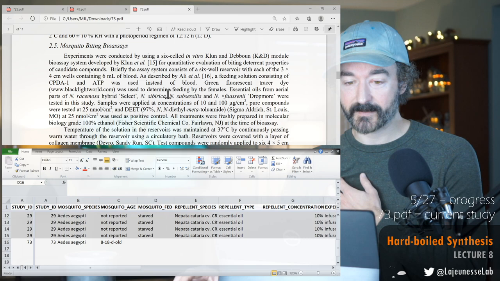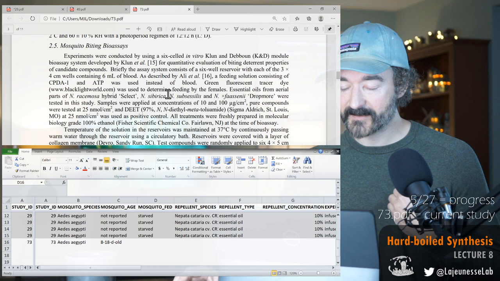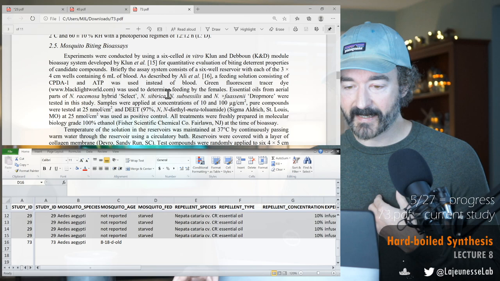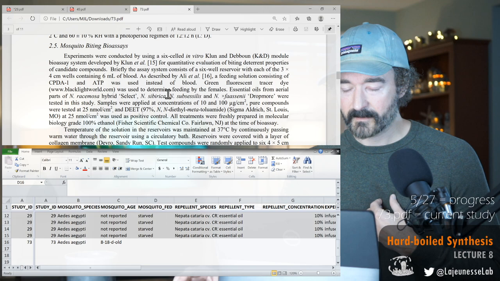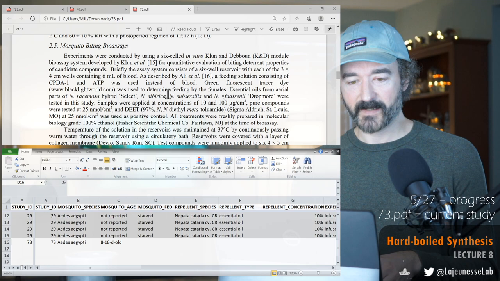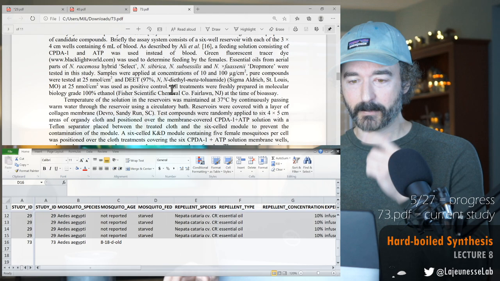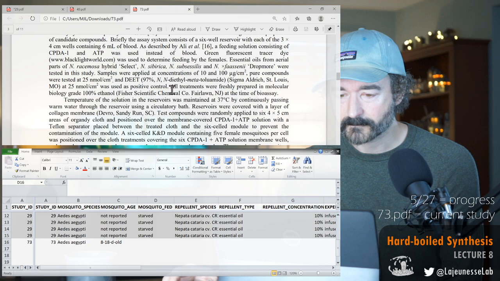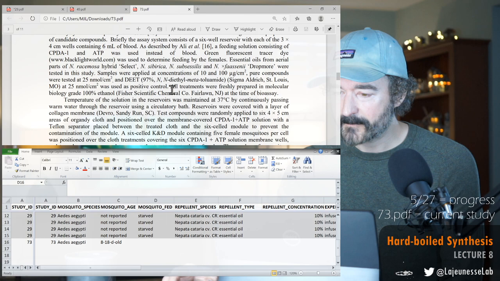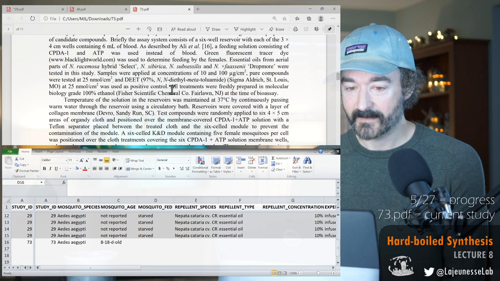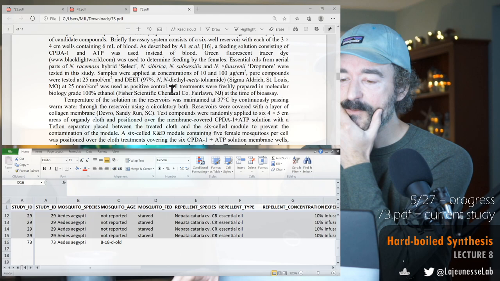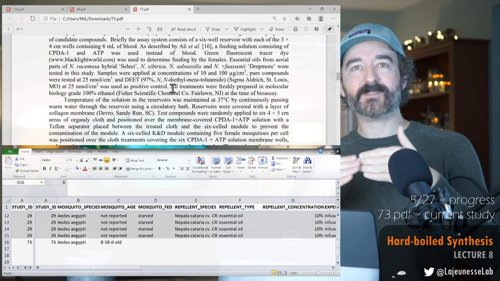Briefly, the assay system consists of 6 well reservoirs with each 3x4 wells containing blood feeding solution. They're using an artificial attractant as a feeding solution, who knows what this is, CPDA and ATP. I imagine just chemicals trying to simulate blood. And then green fluorescent tracer dye was used to determine feeding. This is a fairly elaborate design to assess repellency effects. I don't know how to code this. So they just have these little cells, inside has artificial blood.